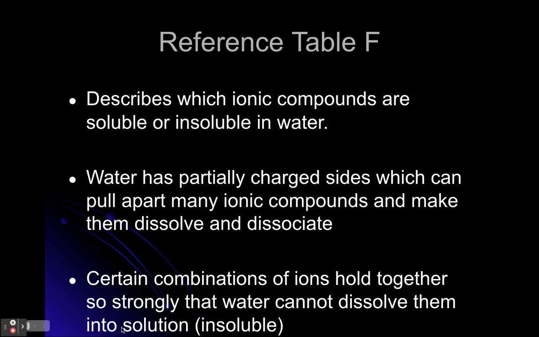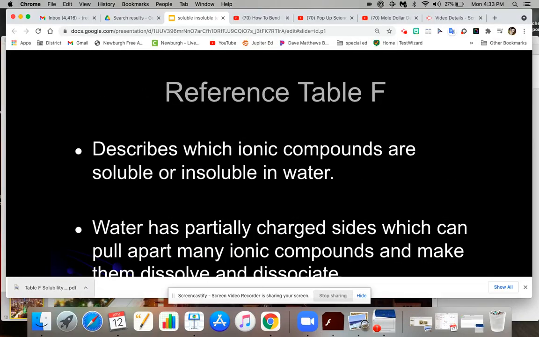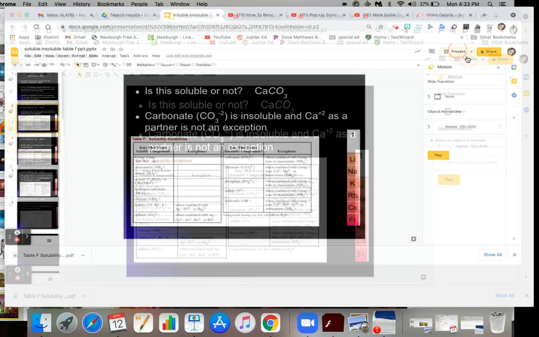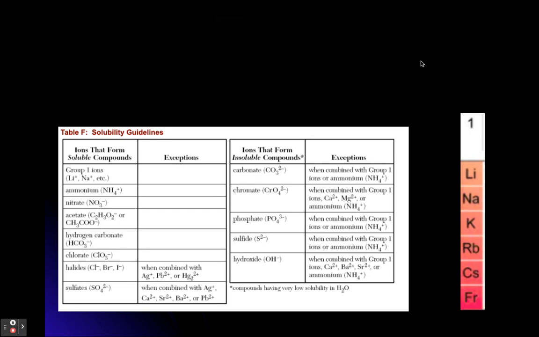So we've learned table F. Let's keep going with that. Okay, so table F we've learned. This is group 1 because we often have to go look at group 1. Let's take a look.